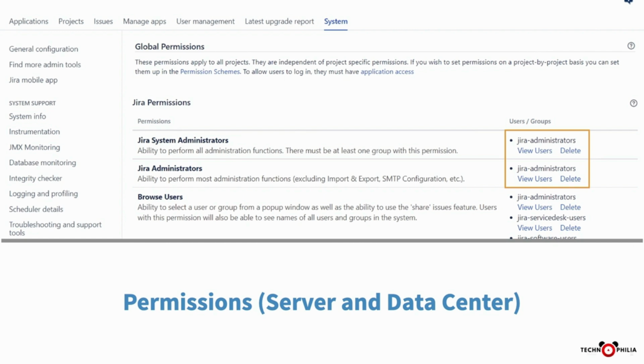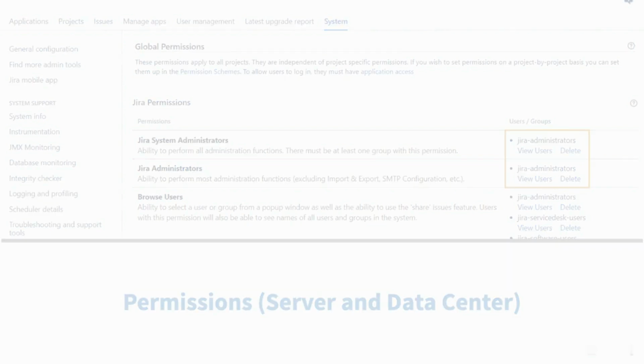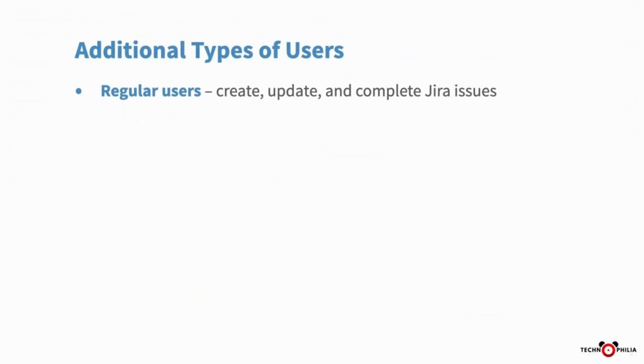Here's a screenshot of the global permissions page. The first two permission levels, Jira System Administrators and Jira Administrators, are shown. While it's possible to have two separate access levels and divide up the responsibilities, many companies choose to leave them combined. On the right, the Jira Administrators group is listed for both permissions. Again, this only applies to Jira Server and Data Center. There's no similar system-level permission in Jira Cloud.